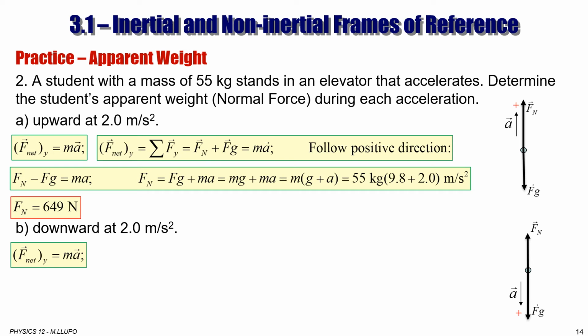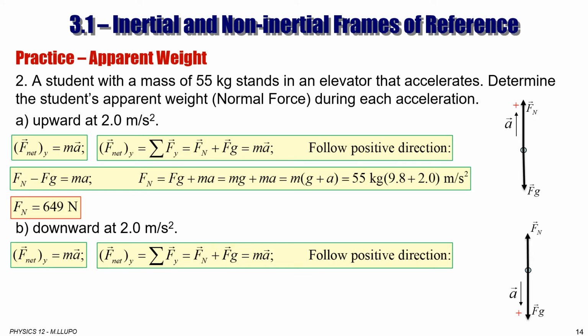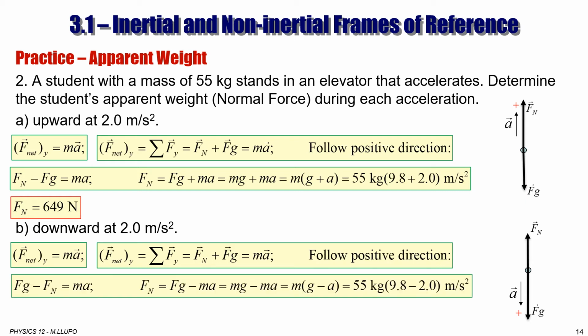We can solve for Fn, which is Fg minus ma. So Fg is mg minus ma. We factor m, g minus a. Then we can plug in numbers: 55 kilograms times 9.8 minus 2, that is 429 Newtons. If you take a look, with acceleration upward you feel heavier, and with acceleration downward you feel lighter than normal. But what is normal?